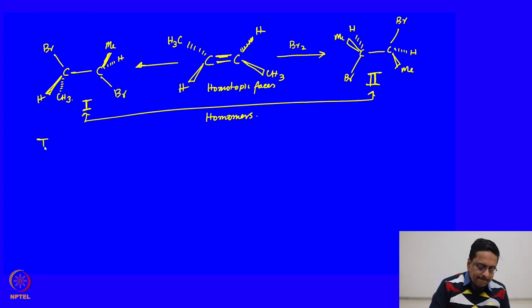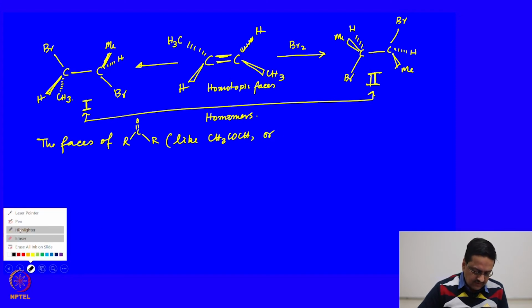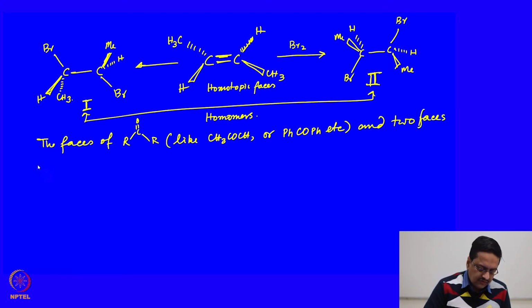Similarly, the faces of R C double bond O R, like CH3COCH3 or benzophenone, that is PhCOPh, etc., and two faces of trans 2-butene are homotopic.